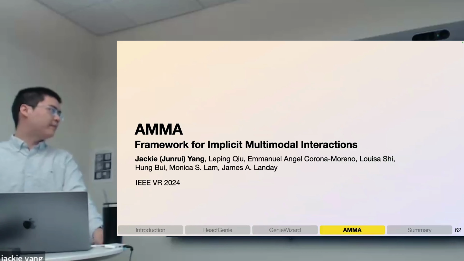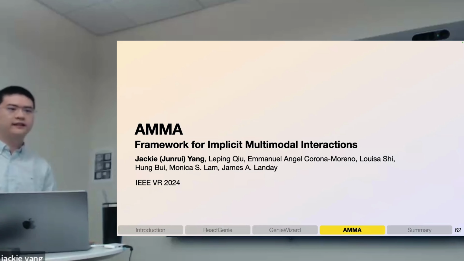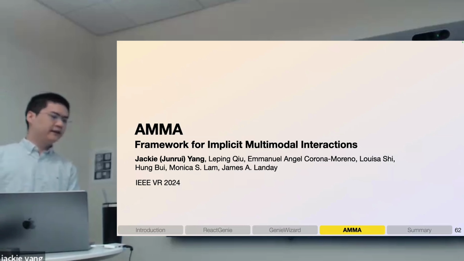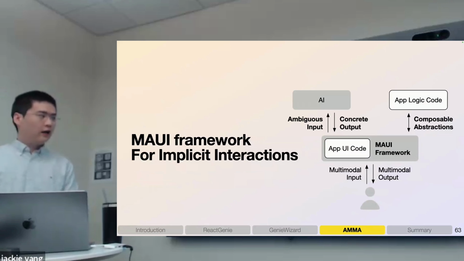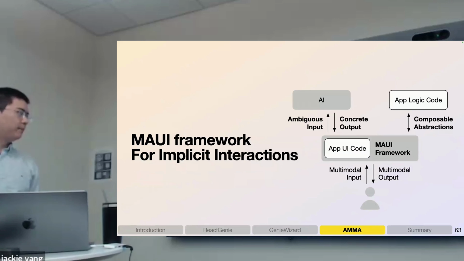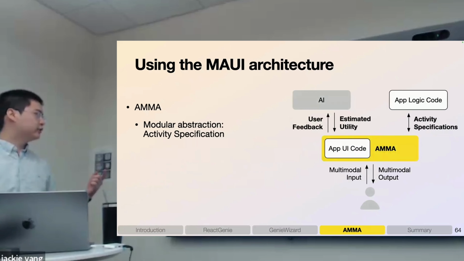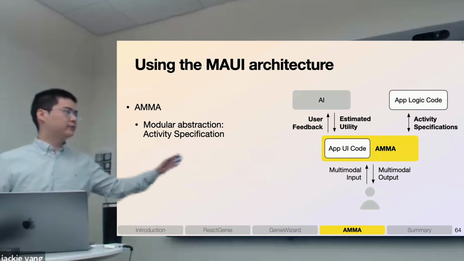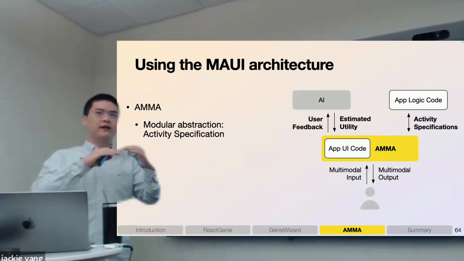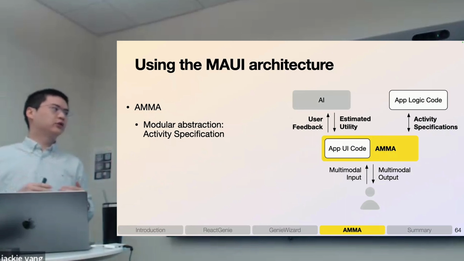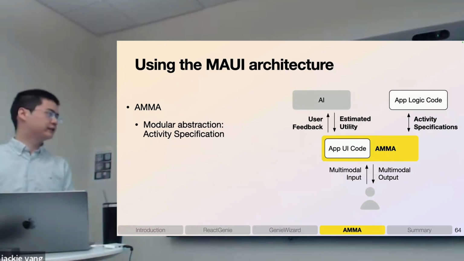And here I will talk about AMA, which is a framework I built for implicit multimodal interactions. This paper has been presented at IEEE 2024. We also use the same MAUI framework for AMA. In AMA, we are trying to use this modular abstraction of how the developer describes roughly how the task works. We call this activity specification.